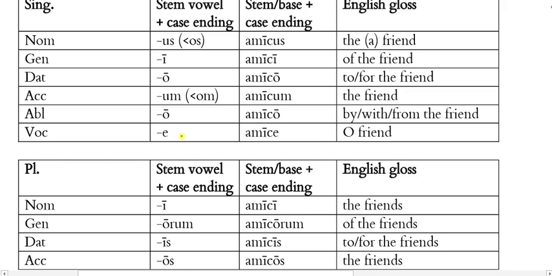And then here we actually do have a separate vocative form where the stem vowel O changes to an E stem vowel for the vocative. And that is e, amice, O friend.